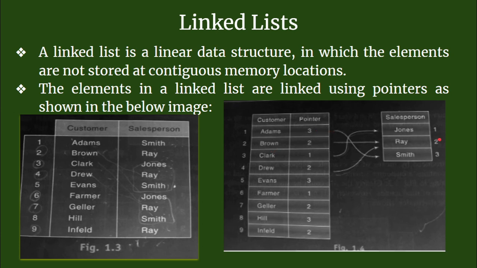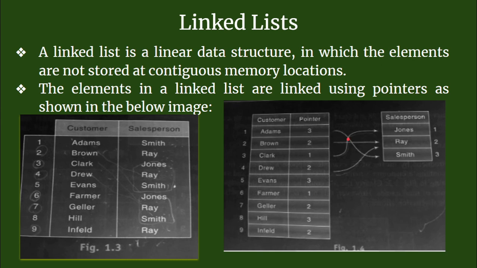For the salesperson Ray, who appears in 4 places, instead of those 4 places the pointer 2 is given in each. In the same way, for Jones it is given 1. So for the clerk, the salesperson is Jones, number 1, and also for the farmer. In those positions 1 is substituted. So this is one way of representing using the pointers.